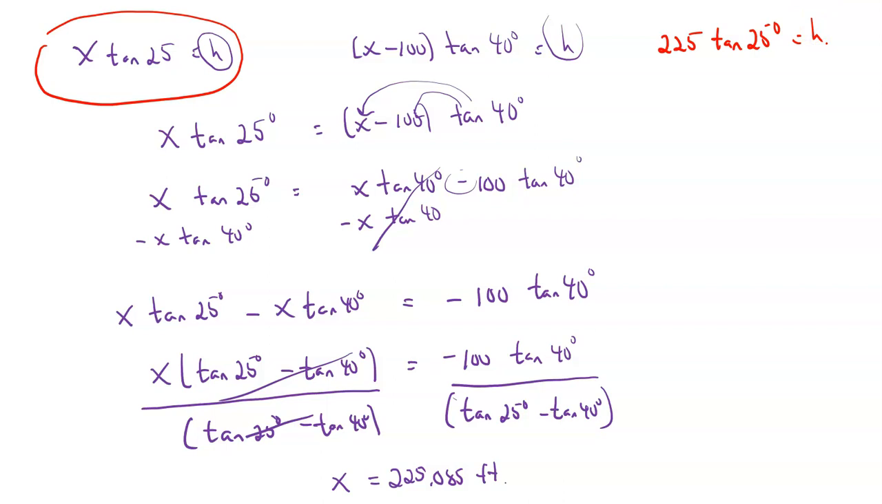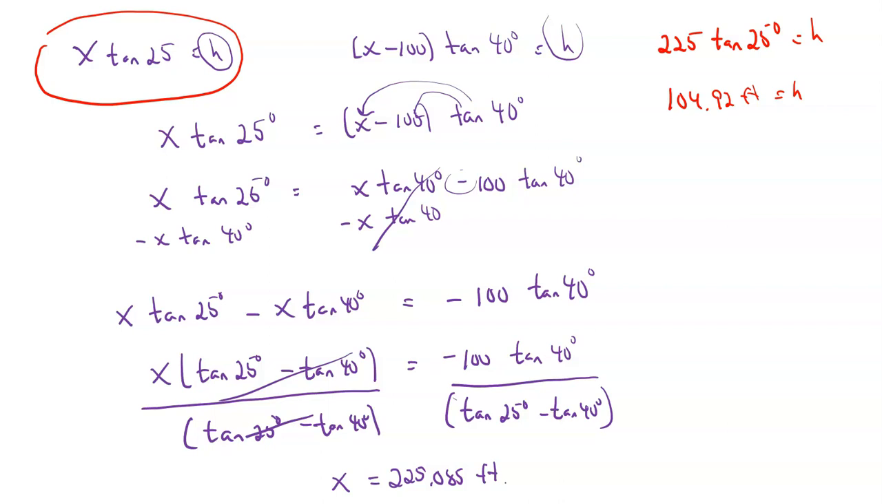So grab a calculator and multiply 225 times tan of 25 degrees, and I get 104.92, which admittedly is not much of a mountain, but that's what we get for the height of the mountain, about 105 feet. All right, so we ended up using trig equations twice, set them equal to each other, and then worked some algebra to find x. Once you find x, then substitute it back in.